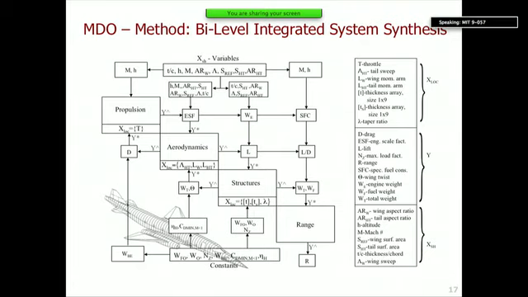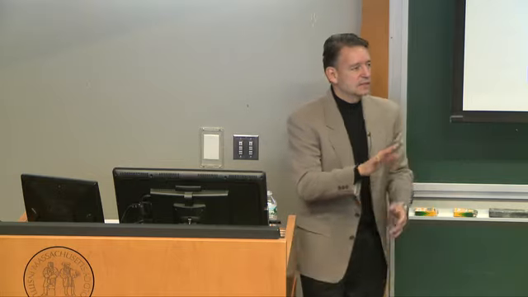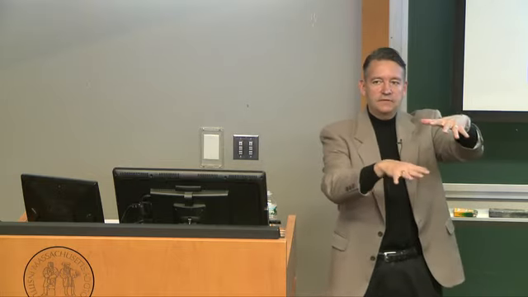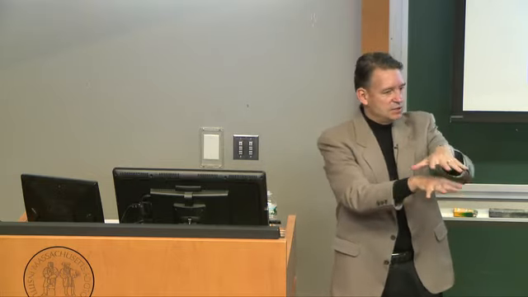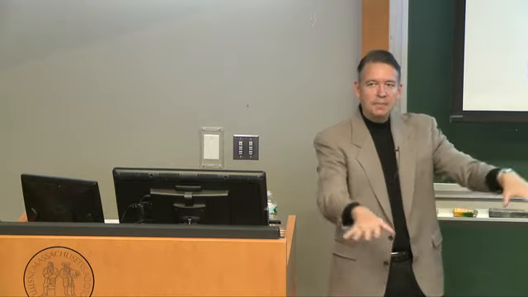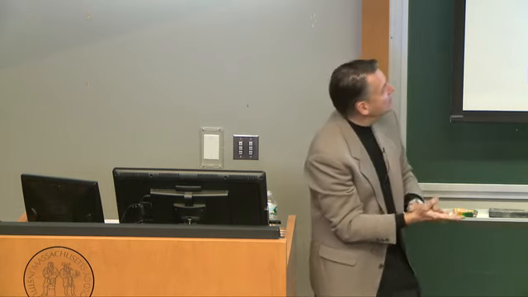So let me briefly discuss one of the methods. There are several methods for doing multidisciplinary design optimization, but this one is called BLISS, Bi-Level Integrated System Synthesis. The general idea in this method is that we have a lower-level optimization of each subsystem, but it's coupled through a system-level optimization. And what you want is an optimal design at the system level, not just optimal subsystems.